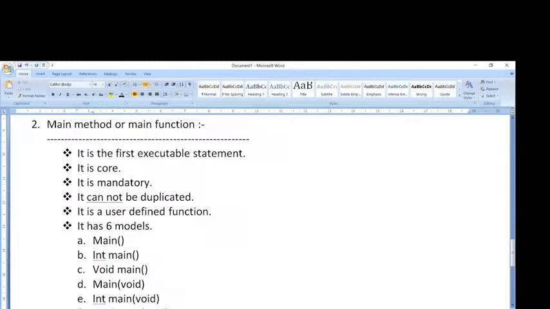There are 6 models you can use. There is no difference. Actually, you can understand the difference at the time of functions. There is one concept, no? I already explained functions concept. At the time of functions, you will understand the difference between int main, void main, and just main.